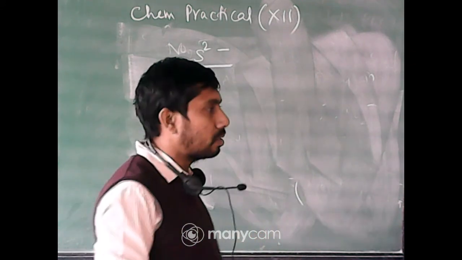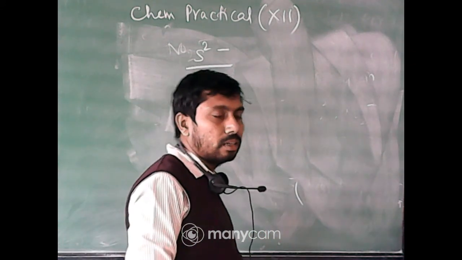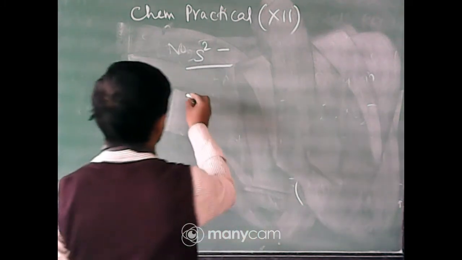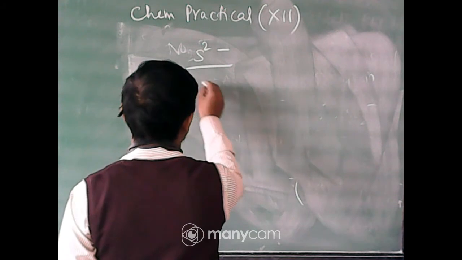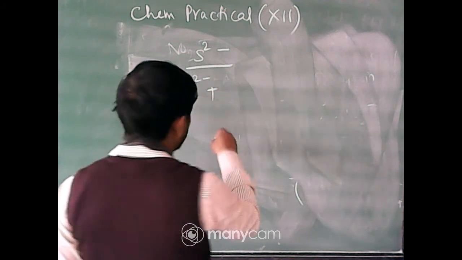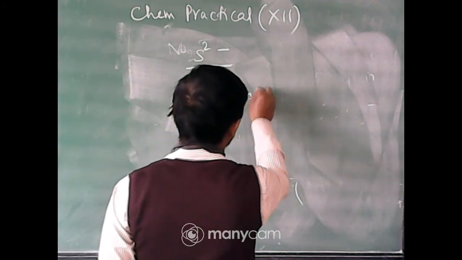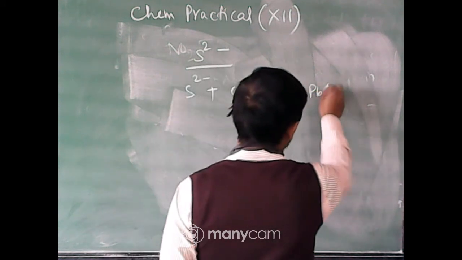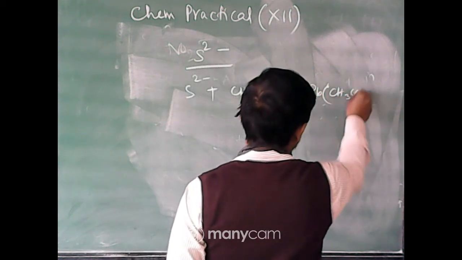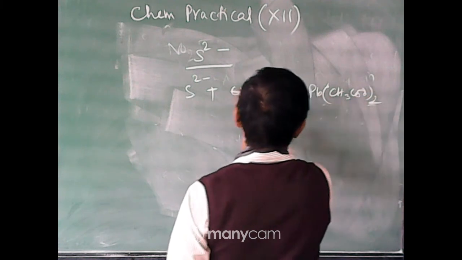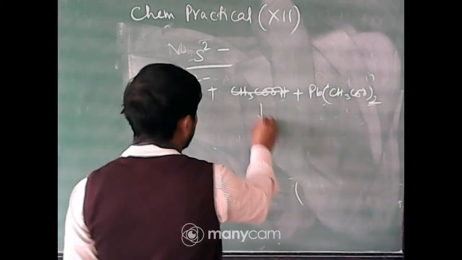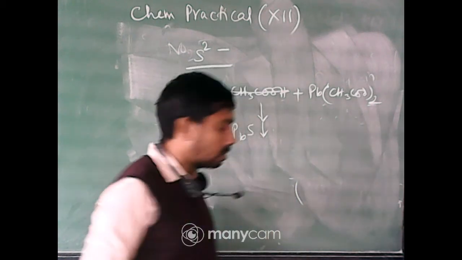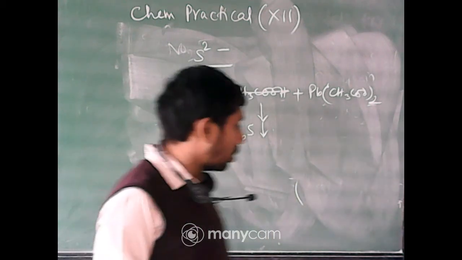But other than that, there is also another test for sulfide, which is a theoretical question. Sulfide solution plus acidified with acetic acid plus lead acetate. This will produce a black PPT of lead sulfide. So, this is important.